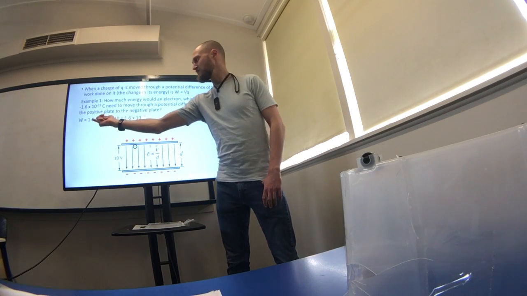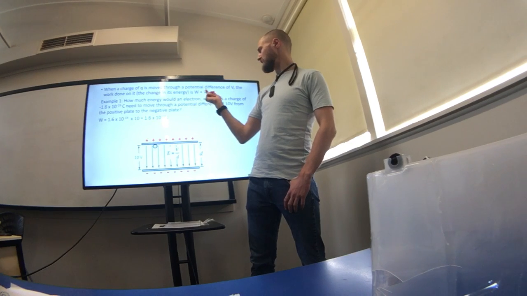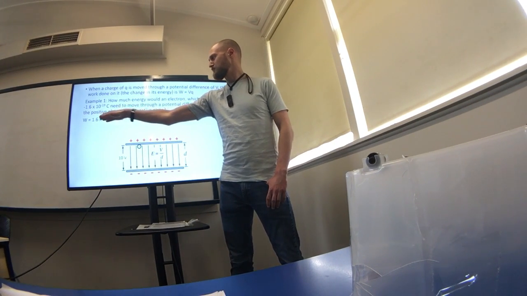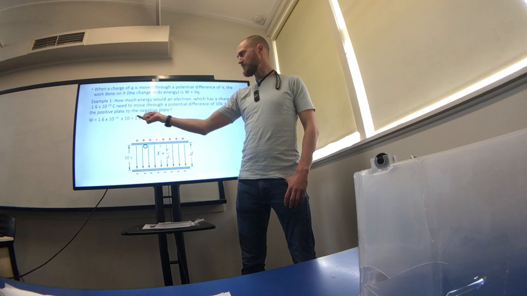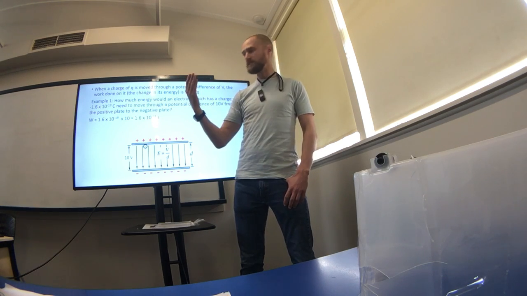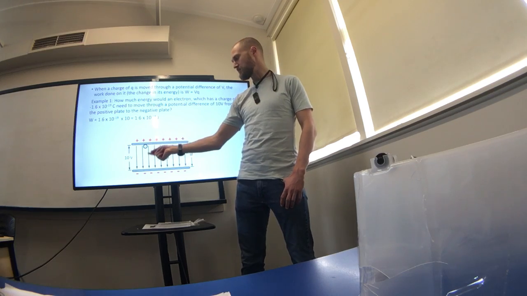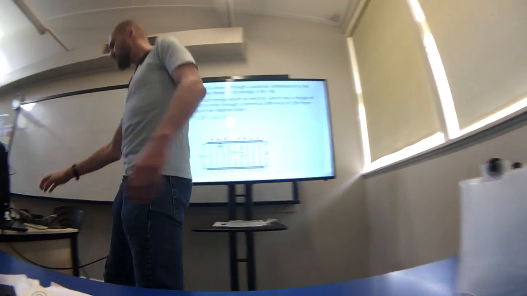I just take my charge, which is Q. I kind of flip these here. My charge is Q and my voltage is 10. So I multiply those two things together and I get out that work of 1.6 times 10 to the negative 18 joules needs to be done on the electron to get it from up there to down there. So that's a question along those lines.